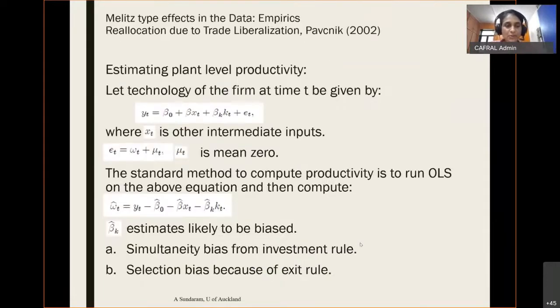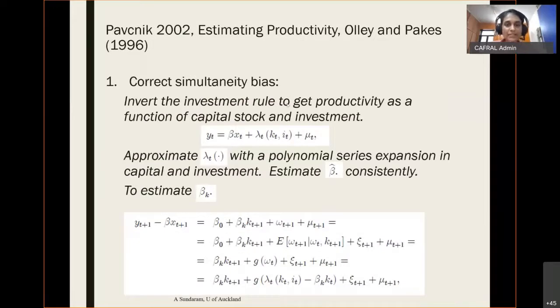Okay, so let's look at two ways in which we can address the simultaneity bias and the selection bias. How do we correct simultaneity bias? Well, first we're going to invert the investment rule. That investment rule is just I is a function of K_t and omega_t. And we're going to write productivity as a function of capital stock and investment. So the idea is, let's proxy productivity using capital stock and investment that we have in the data.